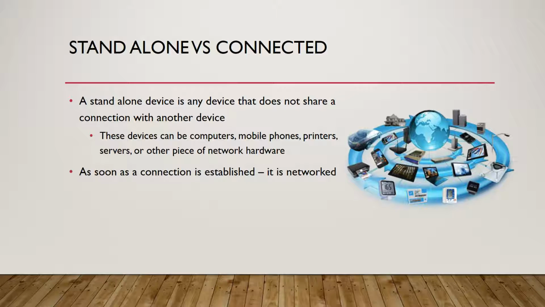So when we're looking at networks, we've got standalone devices and we've got network devices. A standalone device is basically any device that does not share a network connection with another device. So that could be a computer, mobile phone, printer, server, or any other piece of network hardware, such as routers, hubs, switches. You've got tablets, you've got fridges, cookers, freezers, kettles, microwaves, all sorts of different household appliances are now becoming network devices, and they're all being shared on our home networks.